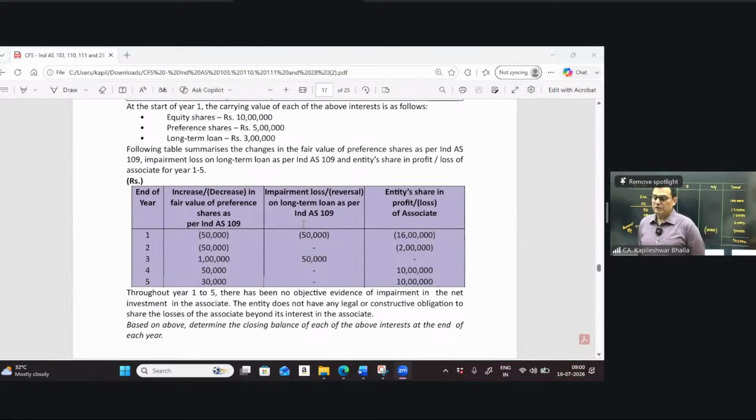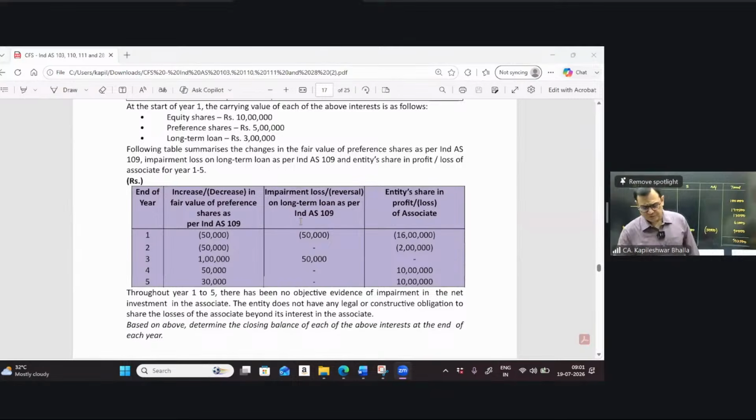Throughout year 1 to 5, there has been no objective evidence of impairment in the net investment in the associate. The entity does not have any legal or constructive obligation to share the losses of the associate beyond its interest in the associate. Based on the above, determine the closing balance of each of the above interests at the end of the year.